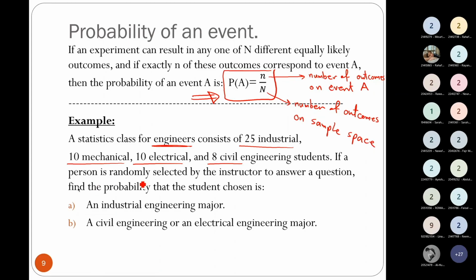If a person is randomly selected, only one person by the instructor, meaning the tutor or doctor, to answer a question, find the probability that the student chosen is an industrial engineering major. So the probability of A here equals the number of industrial students, 25, over all students. All students equal what? Industrial 25, 10 mechanical, 10 electrical, and 8 civil. This equals what?